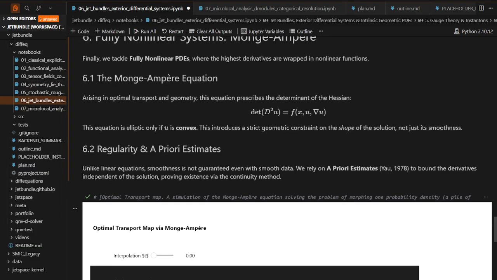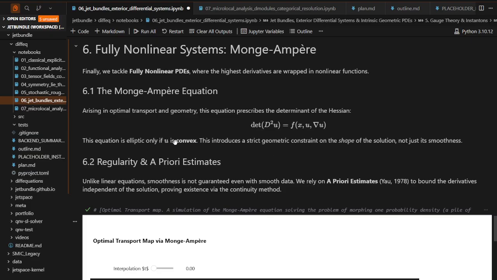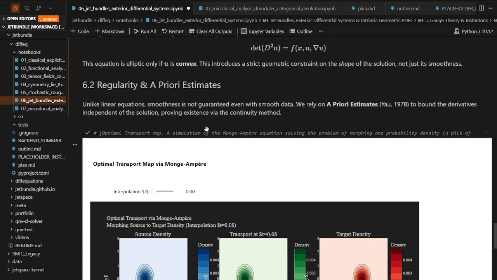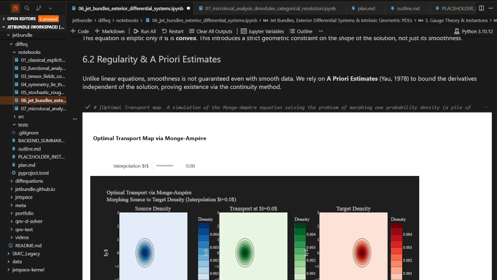This is the determinant that describes a Hessian determinant. And it is said to be elliptic only for some convex u. So this equation is only elliptic if u is convex itself, and this is a geometric constraint, right? Because it's a constraint on the shape of the solution itself and not just its smoothness.